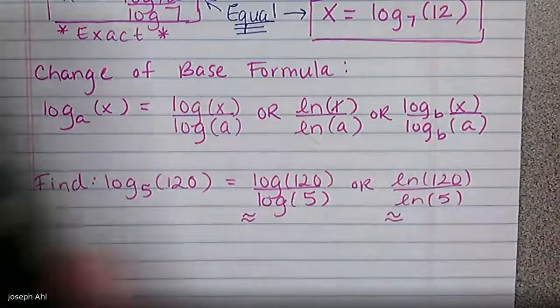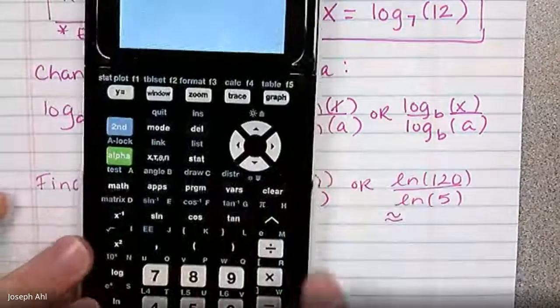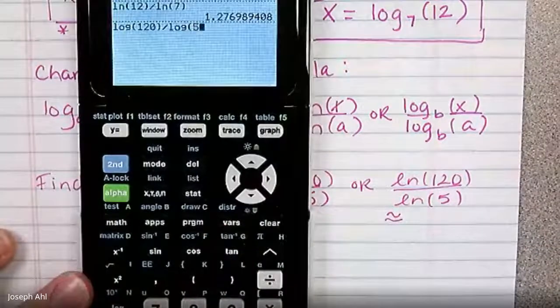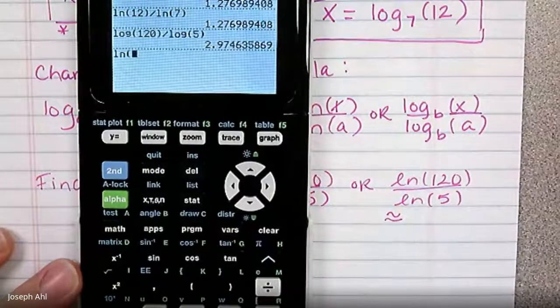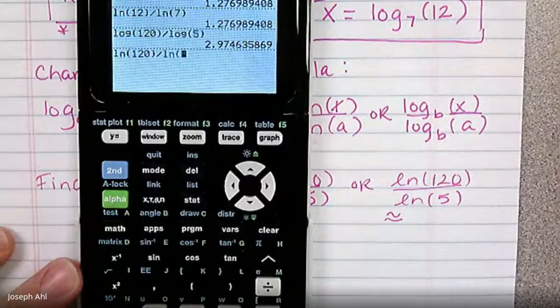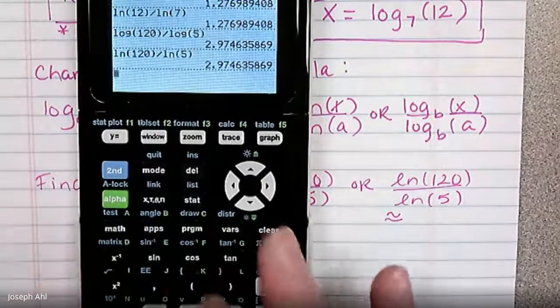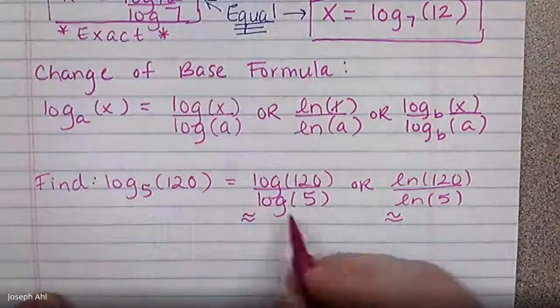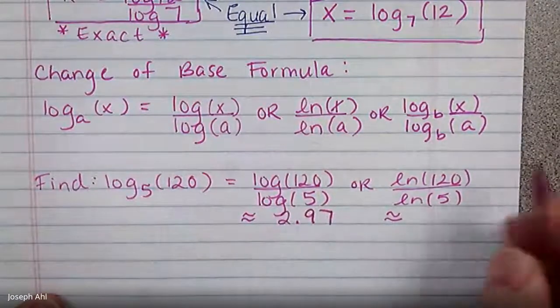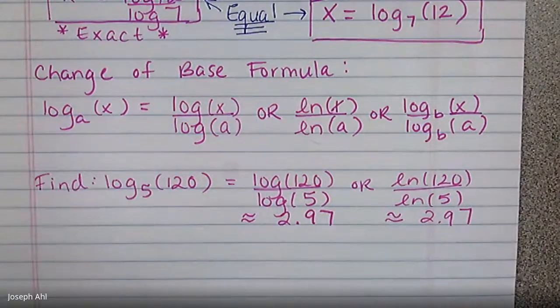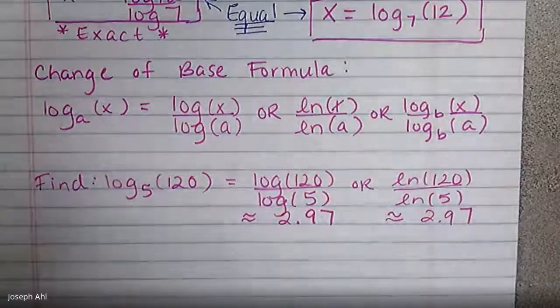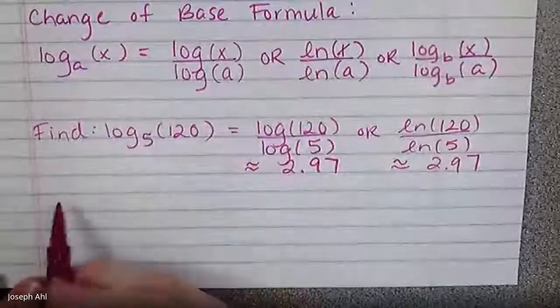So let's double check that. Log of 120 divided by log 5 is about 2.97. And if I do ln of 120 divided by the ln of 5, that is the same thing, 2.97. I would say it's probably especially helpful when you get into instances like the log base 4 of 32.